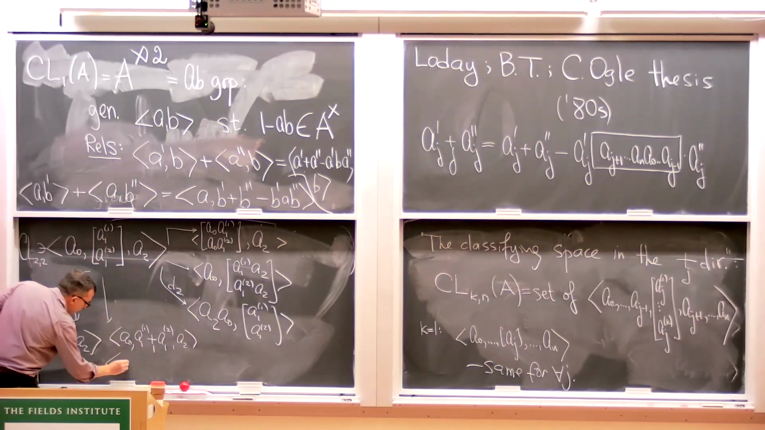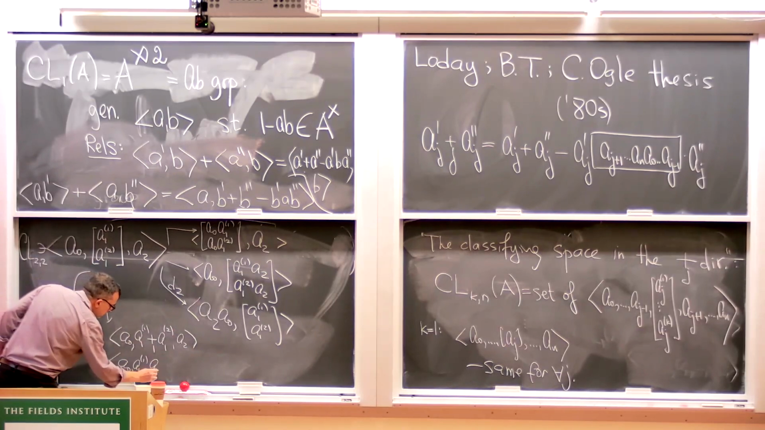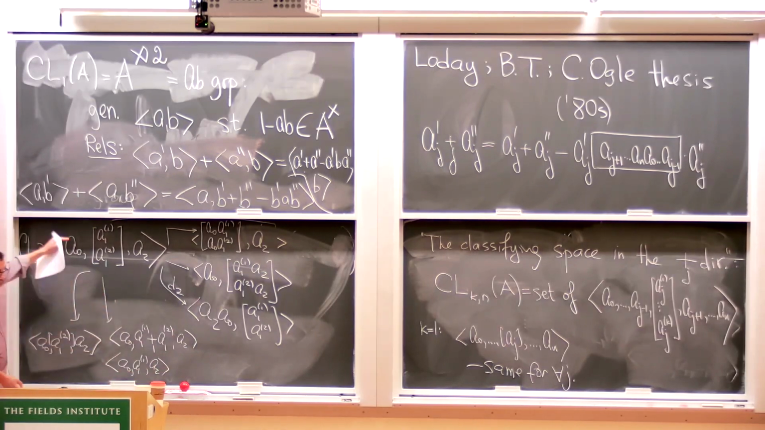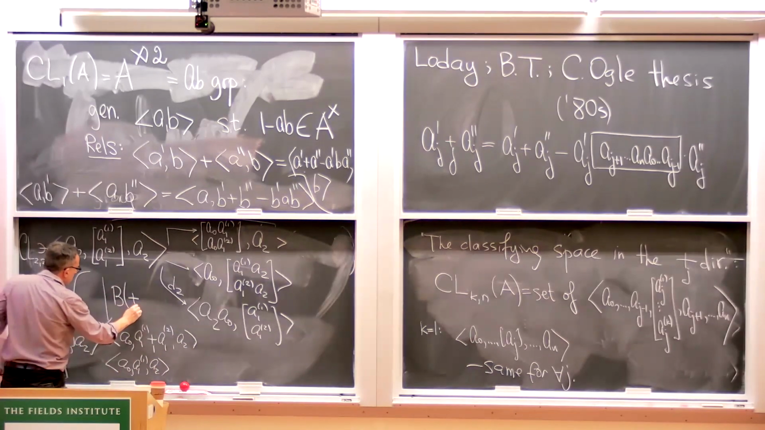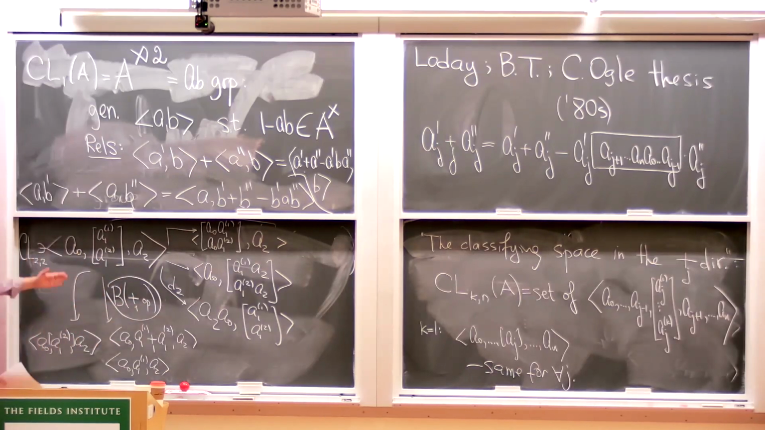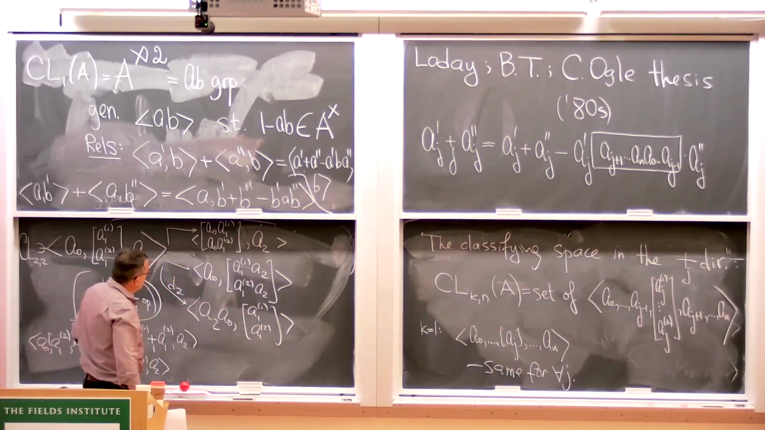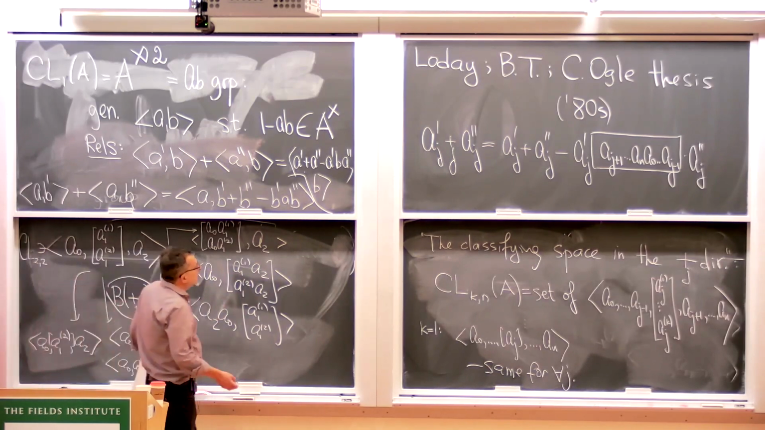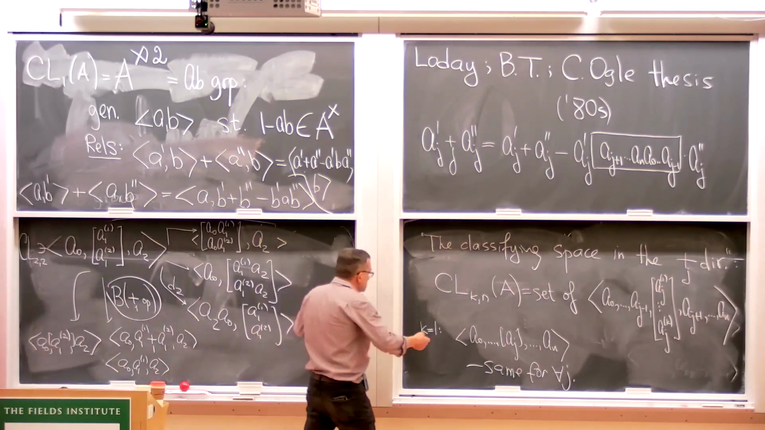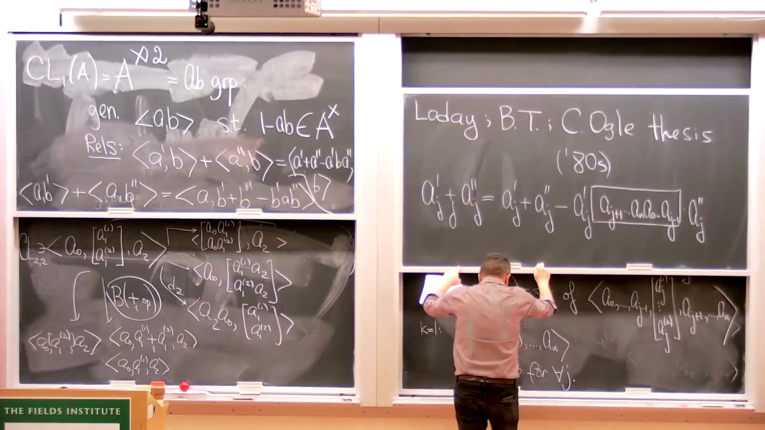By this, and then of course by this. So in this direction, it's the usual classifying space or nerve of this plus operation. And here is the Hochschild thing, just like this. And again, it's a cyclic simplicial object.